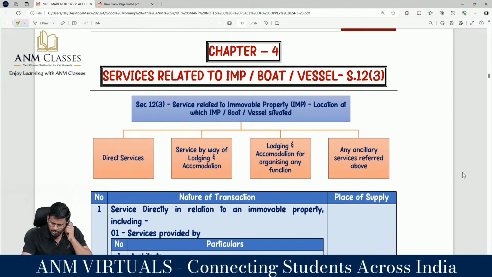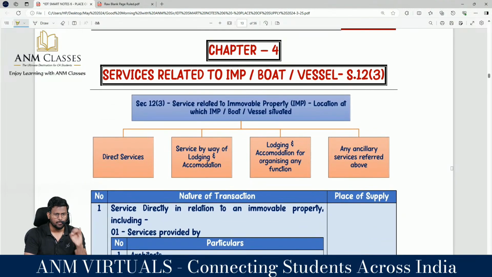I'm moving into 12.3. Services relating to immovable property, boat or vessel. Correct? Since it is place of supply relating to these three things, that is why it is 12.3. So 12.3: services relating to immovable property, boat or vessel. Place of supply is the location where the immovable property or boat or vessel is situated or intended to be situated.